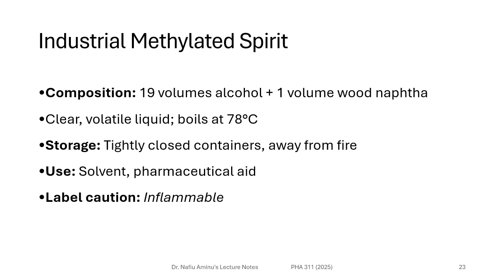We also have what are called industrial spirits. Mostly they are used for external preparation. Methylated spirit: the composition is 19 volumes of alcohol plus 1 volume of wood naphtha. It is a clear, volatile liquid, and it has a boiling point of 78 degrees centigrade. It has to be kept in a tightly closed container and away from fire. That is one thing that you must remember, because it is highly inflammable. It is used as a solvent and pharmaceutical aid in some preparations. It is highly inflammable, so the label must contain a caution: inflammable, as it can catch fire easily.